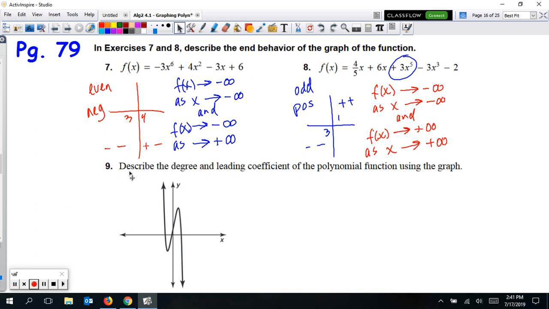Okay, for number 9, it says to describe the degree and leading coefficient of the polynomial function using the graph. So basically, here's the graph, and you want to describe it like this: odd, positive, even, negative. Go ahead and pause the video really quickly and do number 9. See if you can do that correctly.